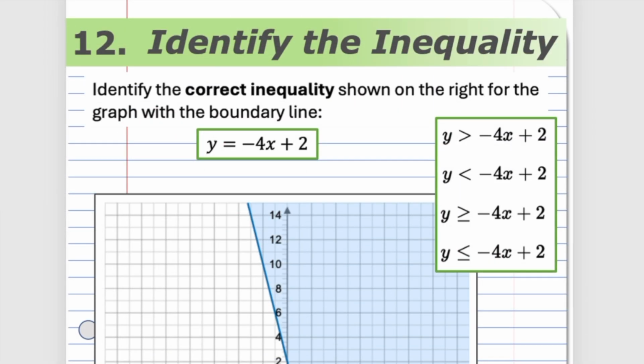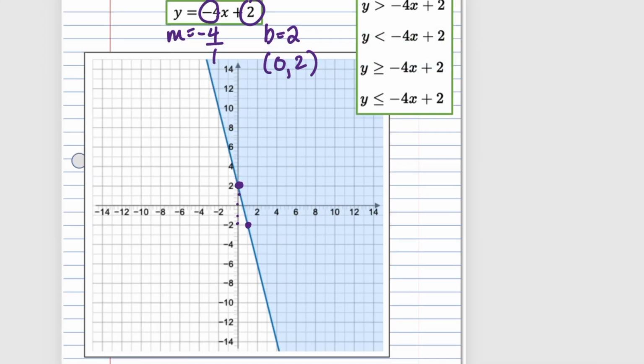Identify the correct inequality shown on the right for the graph with the boundary line y is equal to -4x plus 2. We know our slope is -4/1 and our y-intercept is 2. The point is 0, 2. There it is. Down 4, right 1. Down 4, right 1. We'll form the line. The region above the solid line is shaded. And so we write y is greater than or equal to -4x plus 2.